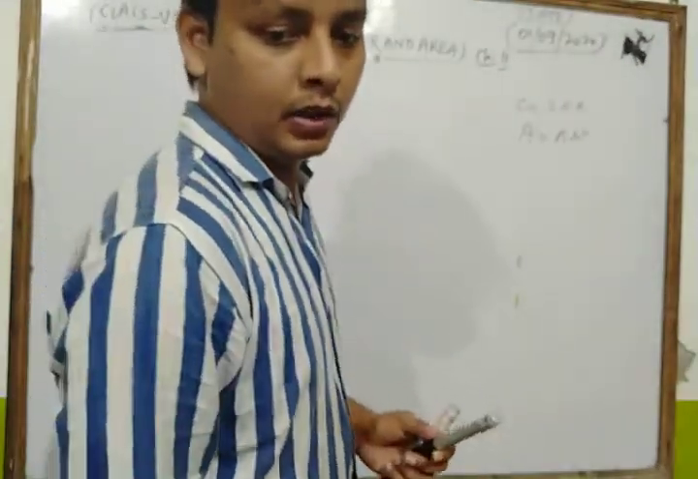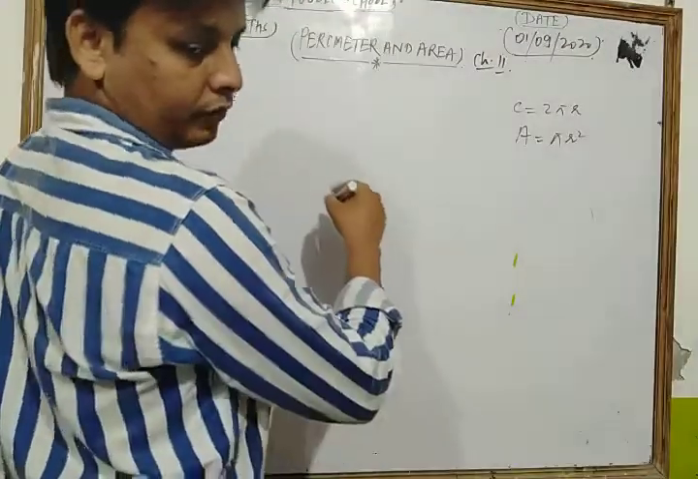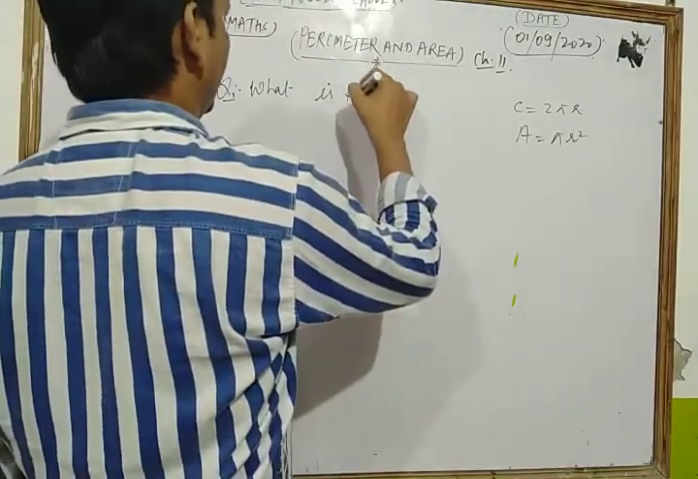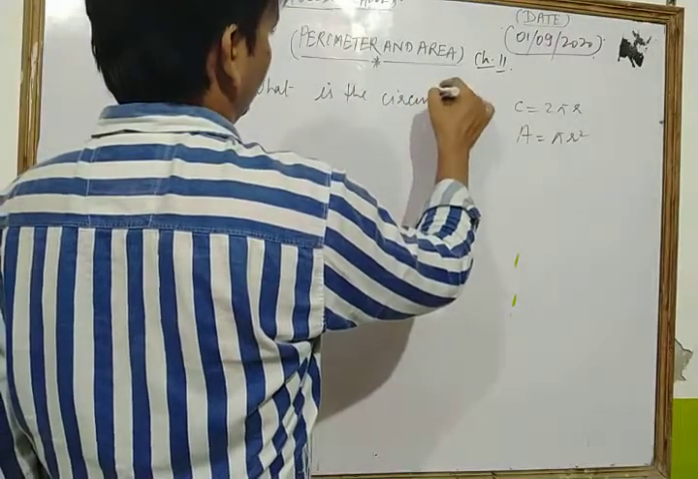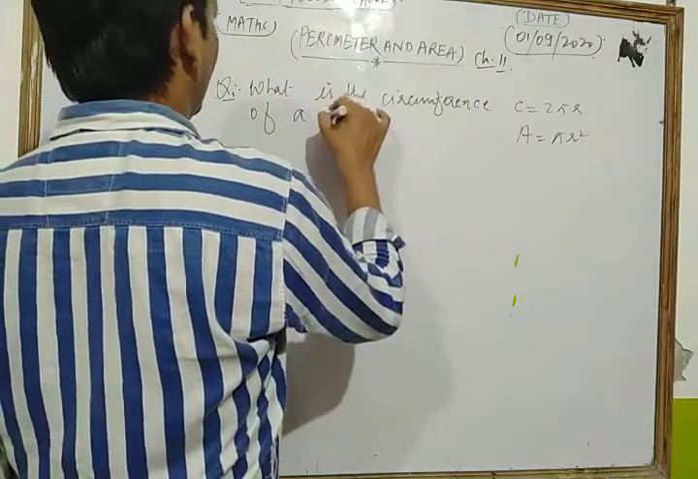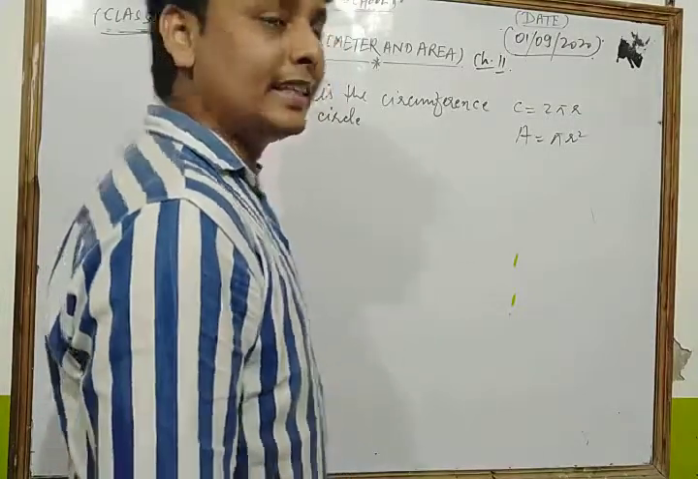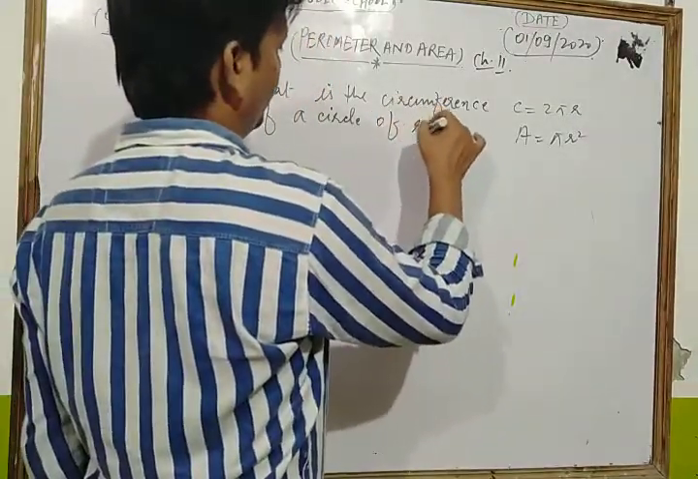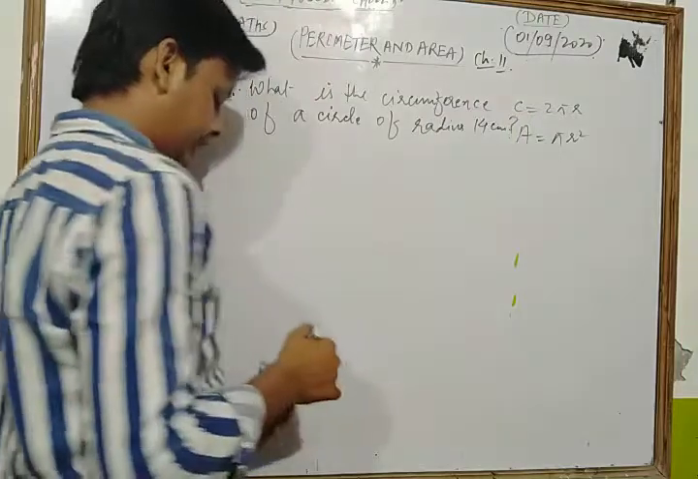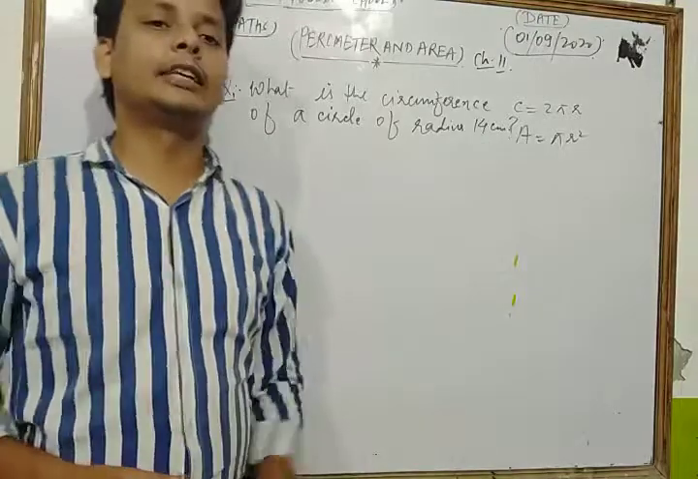Let's see. Your question is, take a very small question: What is the circumference of a circle of radius 14 centimeter? This is the question here. Dear students, what is the circumference of a circle of radius 14 centimeter? Let's see its solution.